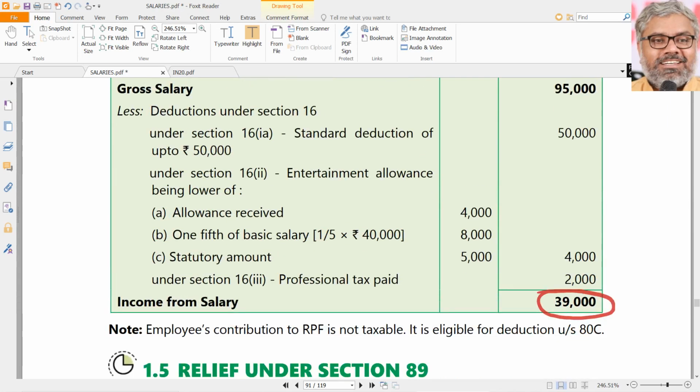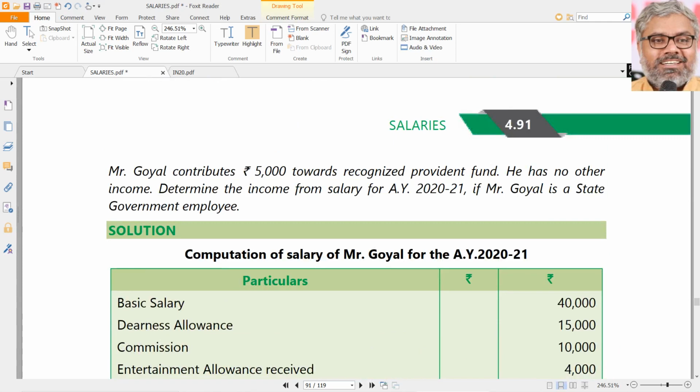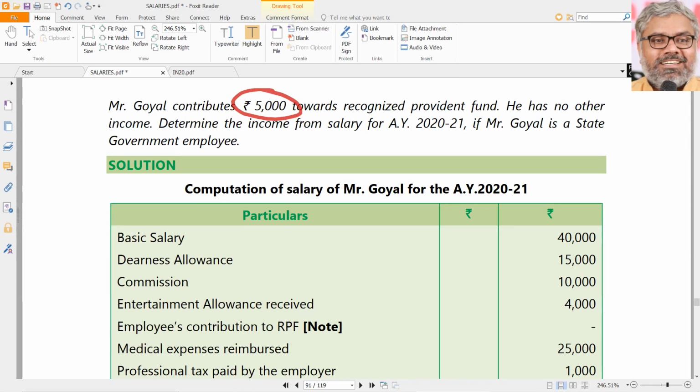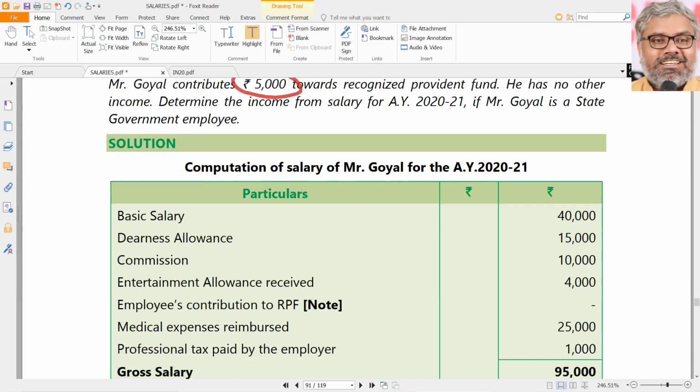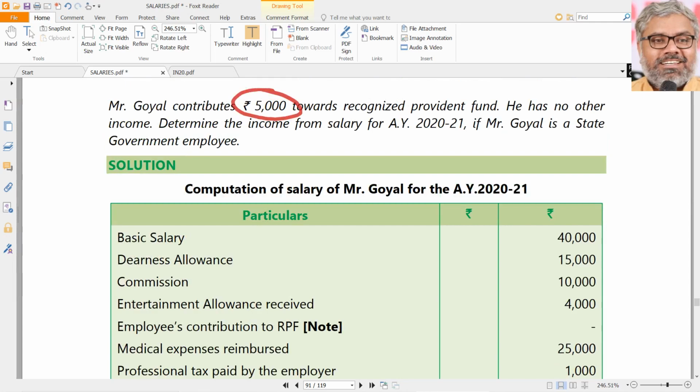So that is about computation of total salary of various salaried employees, and RPF, that is recognized provident fund, as we discussed. That was his contribution. So how can that be income? That is his own saving. So it will not be taxable. But is it eligible for 80C? Yes, it is. But are we calculating total income? No, we are only calculating gross, not even gross total income. Income from salaries only we are calculating. One head of income we are calculating.